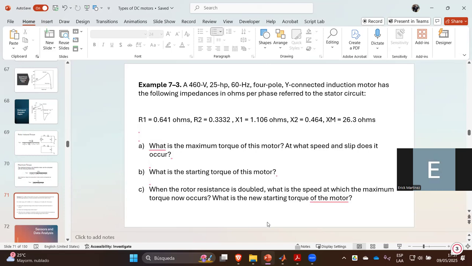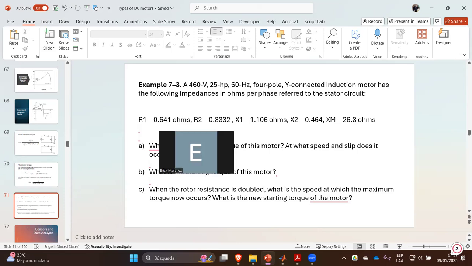And we also have XM, the magnetic reactance, that is 26.3 ohms. Okay, so let me close this for now. Let me first stop sharing this screen and go to my tablet. I will share the screen of my tablet in order to explain these points.